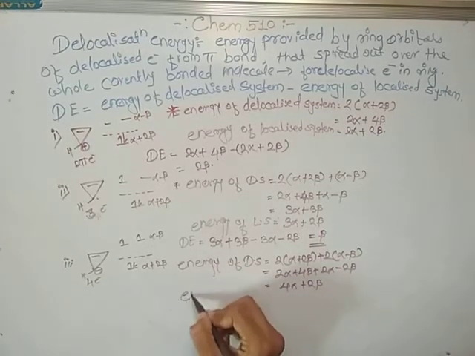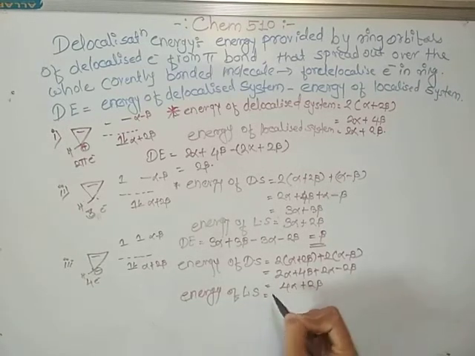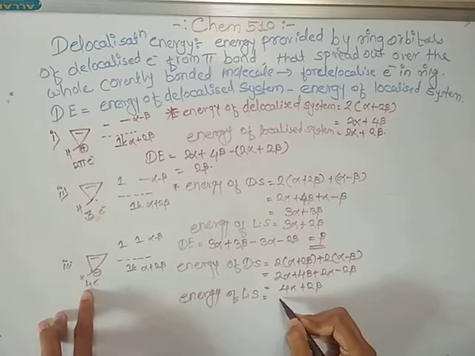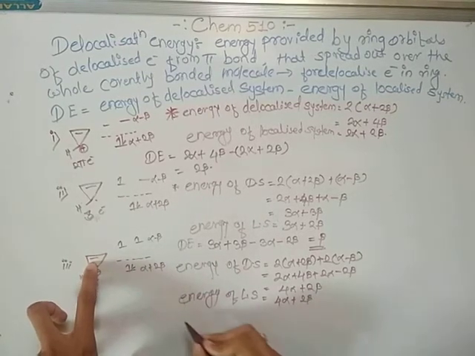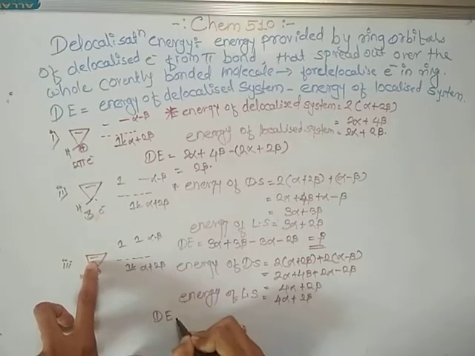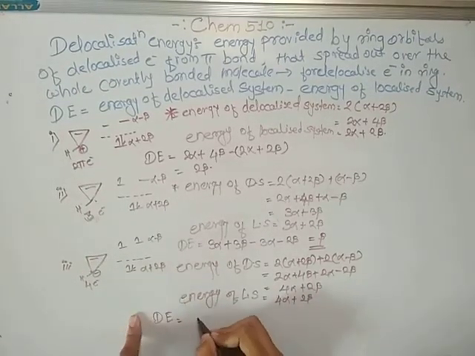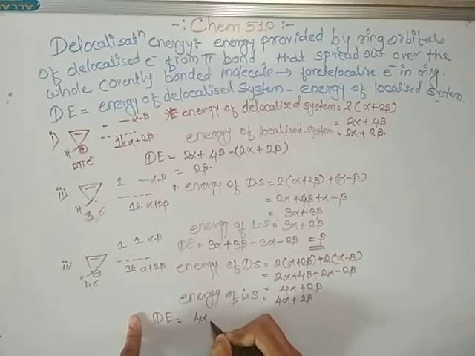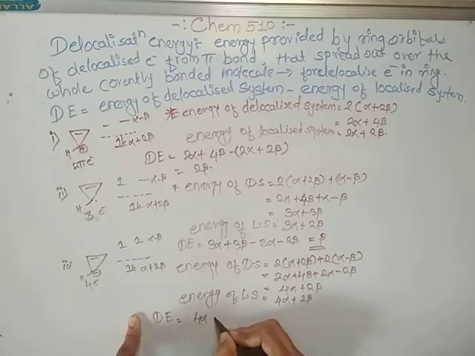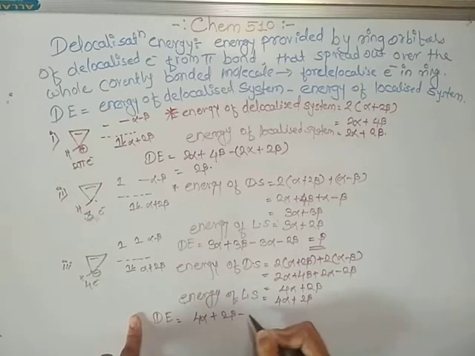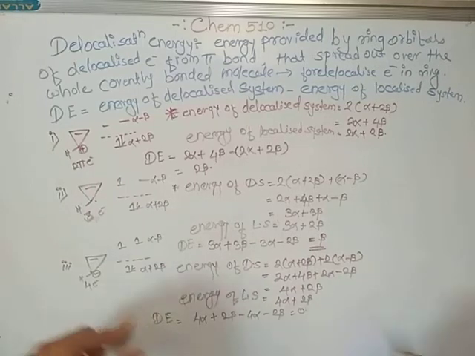And energy of localized system is equal to, here 4 electrons are present, 4 alpha plus 1 double bond is equal to 2 beta. So delocalization energy is equal to delocalized system minus localized system, 4 alpha plus 2 beta minus 4 alpha minus 2 beta is equal to 0.